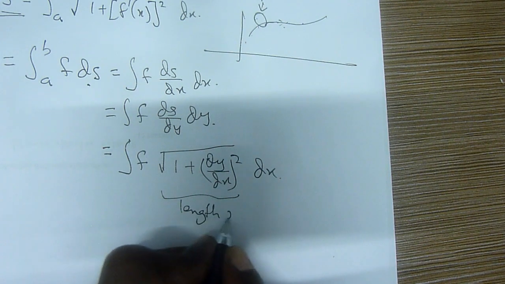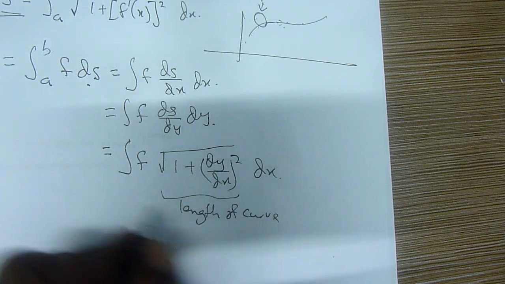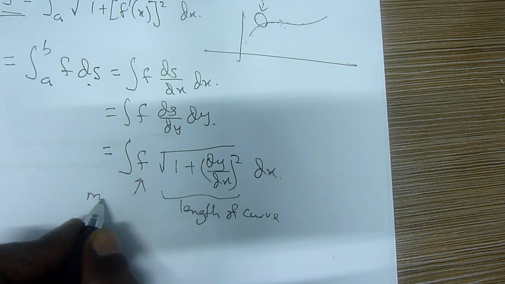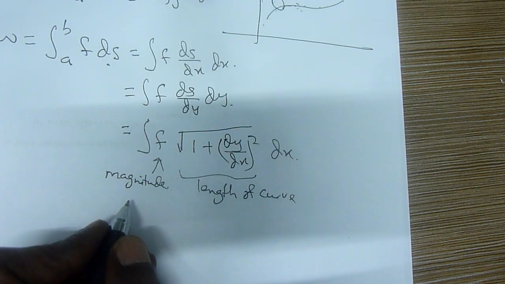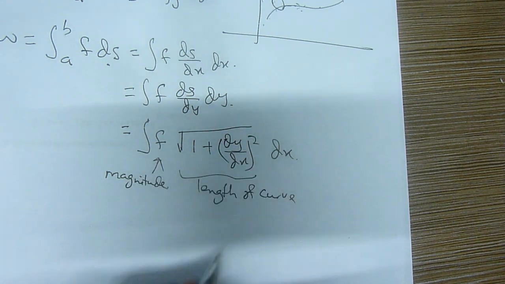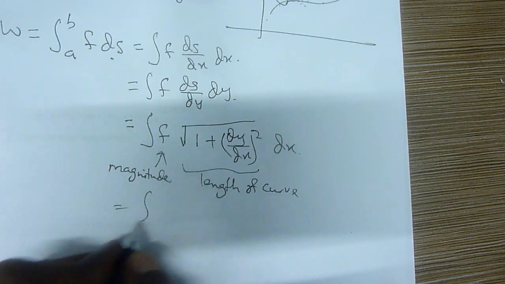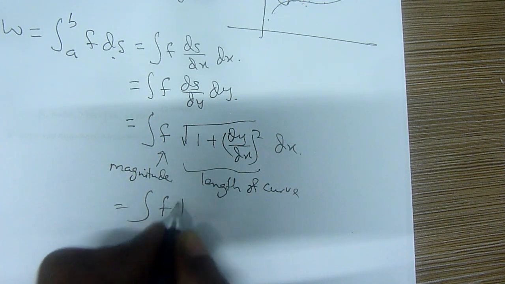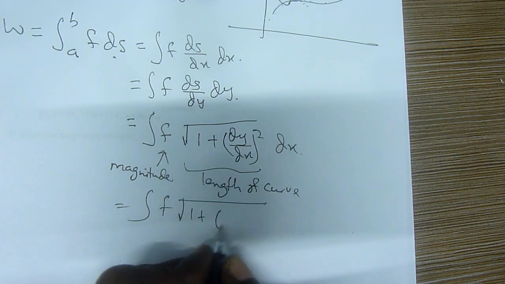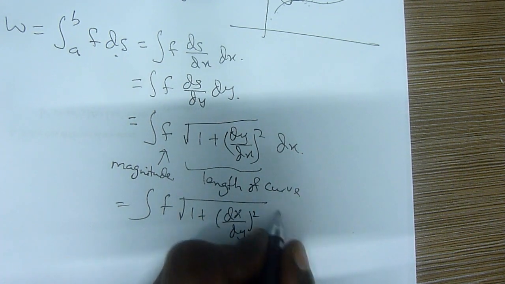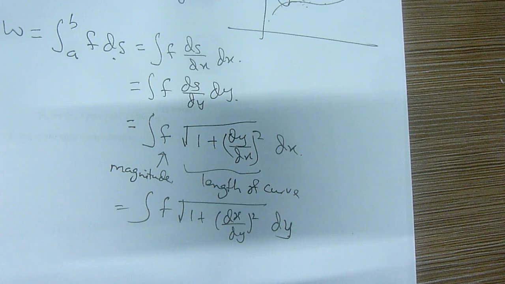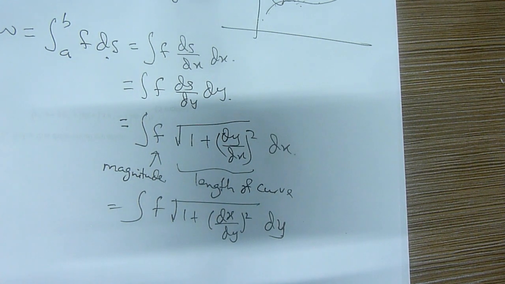Of curve. This is the magnitude of any object. Therefore I can calculate, or I may use this f. 1 plus dx dy, if I wanted to base it on the dy. Similarly, I can go for the parametric. I already showed you how to calculate the parametric as well.